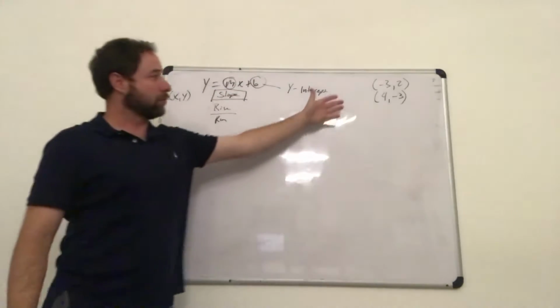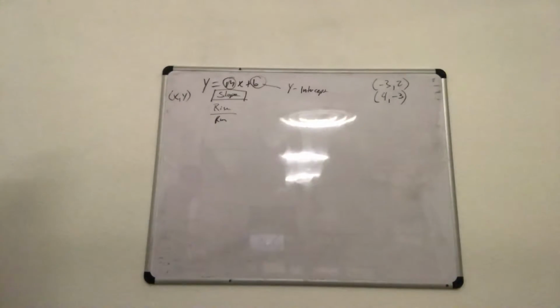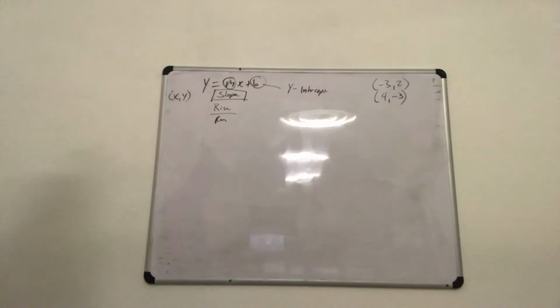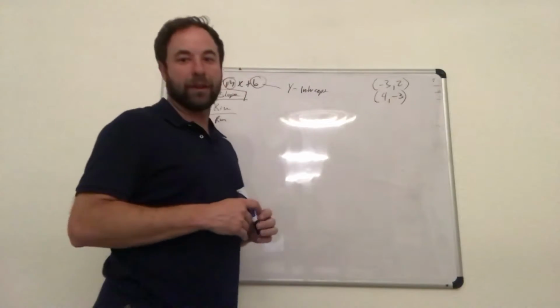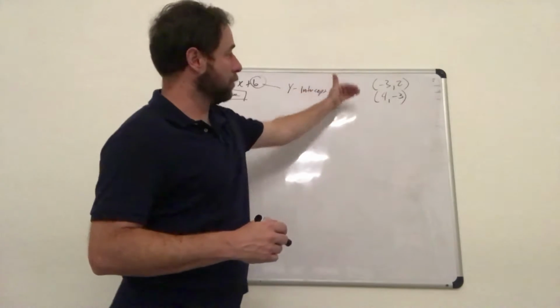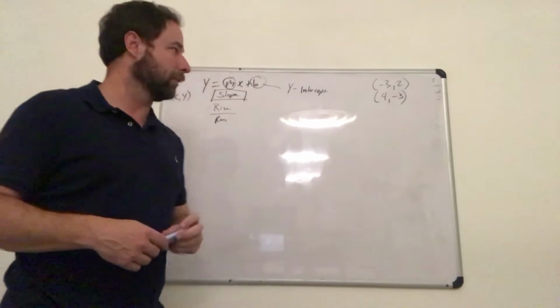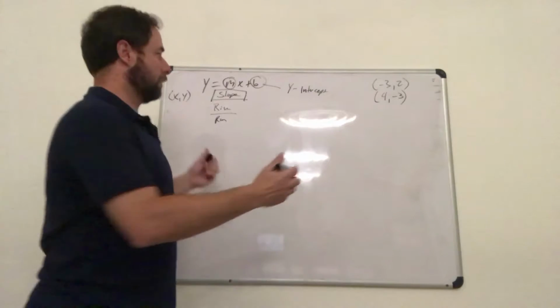If they give us 2 points, like in the first example on page 75, example 10.1, they say find the slope-intercept form of the equation of the line that passes through the points (-3, 2) and (4, -3). All you have to do is find the slope first, the rise over the run. You could do it in your calculator. I could show you in class, or I could show you here on the video.